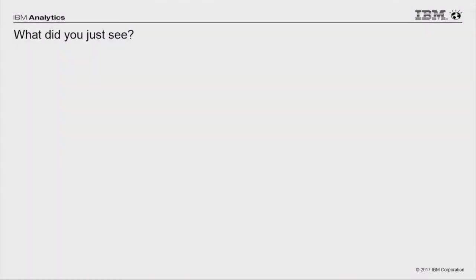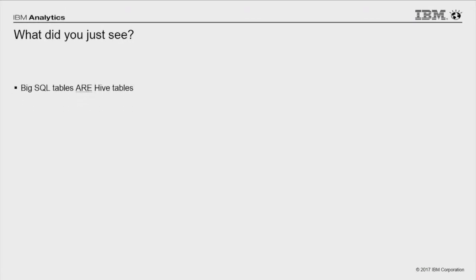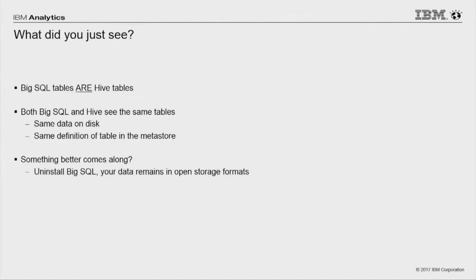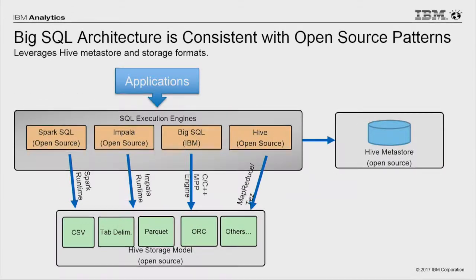Okay? Now, just to summarize what you saw, Big SQL tables are Hive tables. Both Big SQL and Hive see the same table, same data on disk, same definition in the Metastore. And if something else better comes along, you can uninstall Big SQL. We show you a way out of Big SQL before you go in. And your data remains in open storage formats. Or maybe, for different workloads, I want to use different SQL engines over the same data. I'm going to end with that today, so stick around.